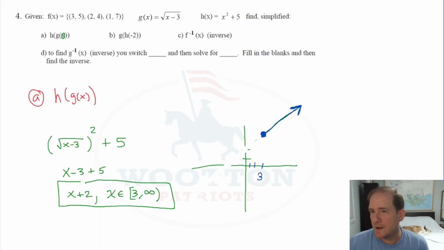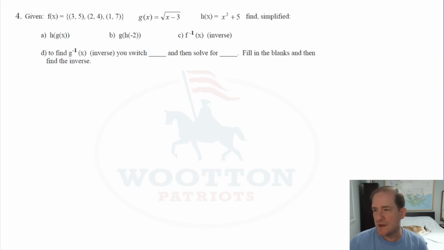Okay, I'm back. That was A. Let's go do B. B is actually a little easier, because in B, we're not trying to write a function rule in terms of x anymore. We're just trying to actually evaluate at -2. So just think of this as two steps.